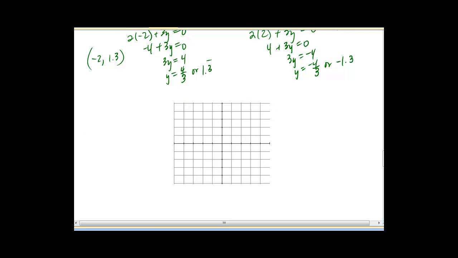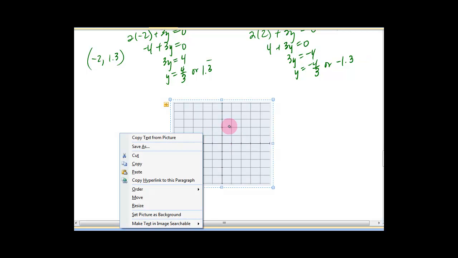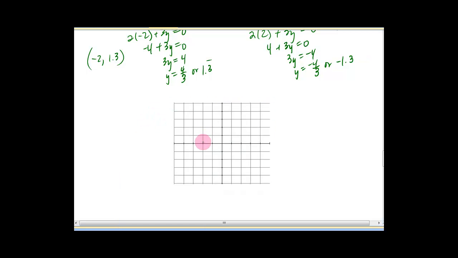Okay. So I'm going to use the point negative 2, 1.3. So I go over negative 2 in the x direction, and I'm going to go up 1, and I'm kind of estimating there. Whoops. I don't want to erase it. 2, 1, and a little more. So that is the point negative 2, 1.3.